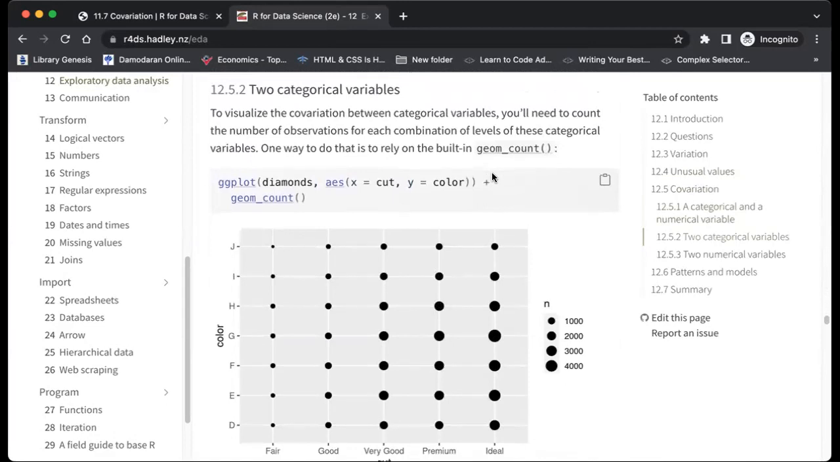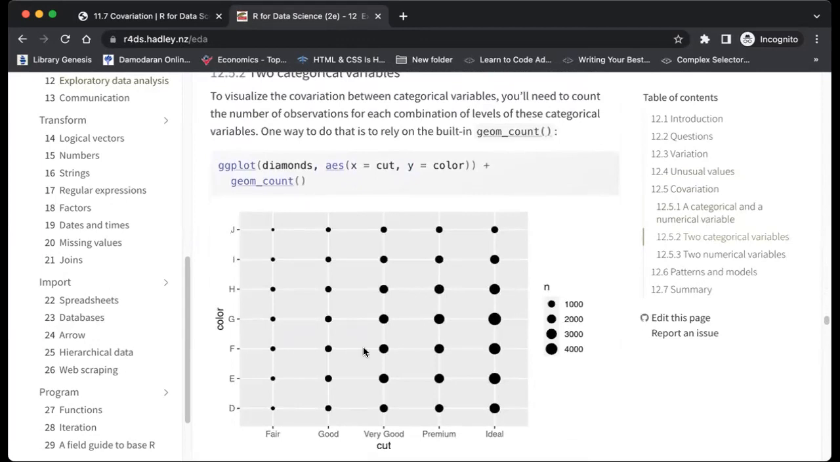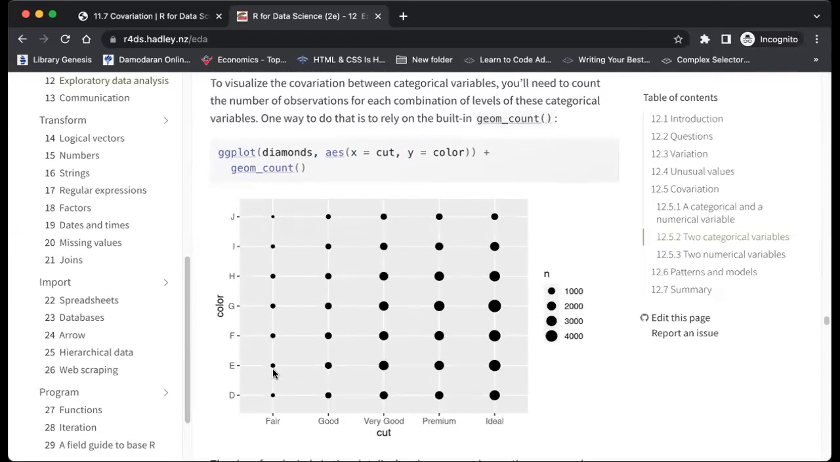So when we have two categorical variables, we have count, we have cut, and we also have the color. I mean, you cannot use this with a categorical variable. I think that's what you're saying, right?